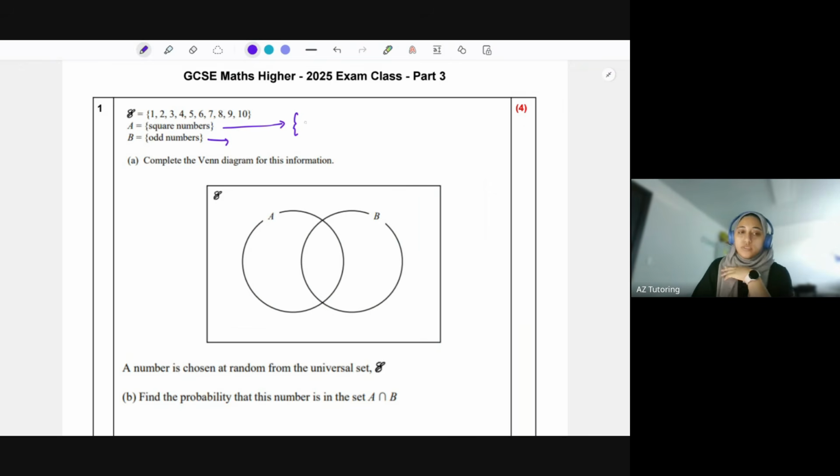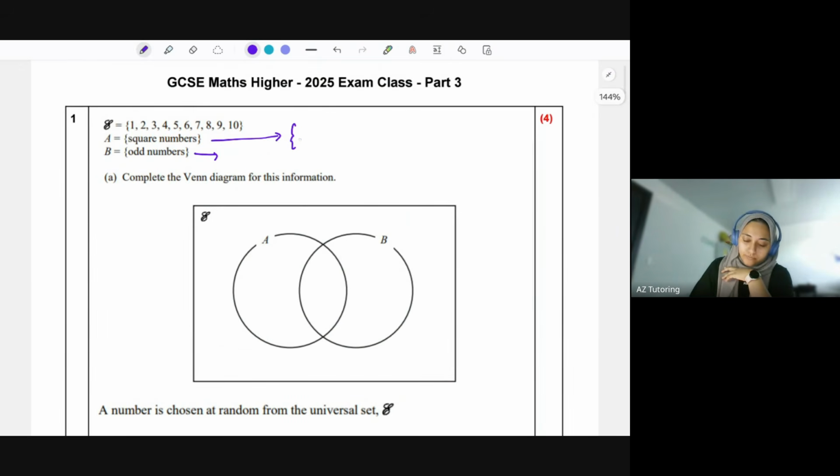What are the square numbers? We've got 1 squared, which is 1, 2 squared, which is 4, 3 squared, which is 9, 4 squared, which is 16, but we don't need 16 in this case because our universal set only goes up to 10. So that's set A. Let's look at set B. Set B is all the odd numbers. That's 1, 3, 5, 7, and 9. And we don't need 11 because 11 is not in the universal set.